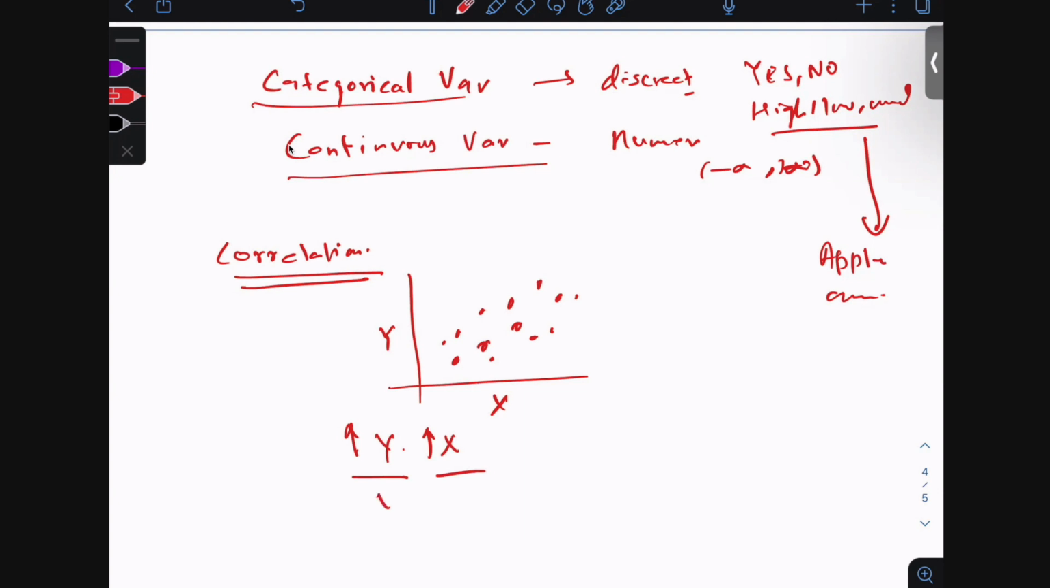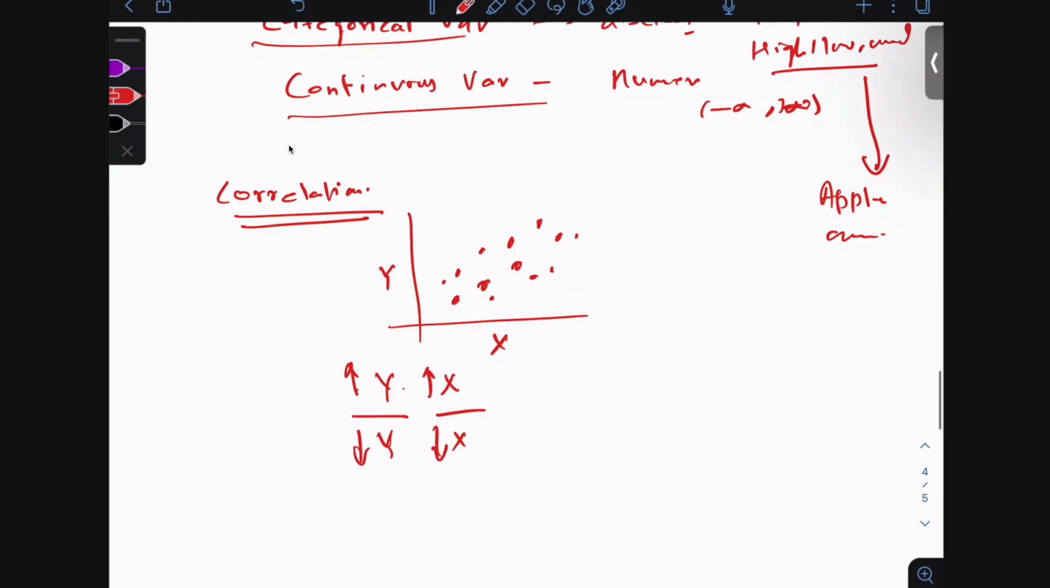If my y is going down, x is also going down. Correlation tells you about the strength and the direction of the nature. So it is going up, going up, going down, going down. Similarly, if there is a distribution like this, then this would be the line. In this case, y goes up, x goes down. Y goes down, x goes up, right? So in the case of numerical variables, it is very easy to find the correlation, right?